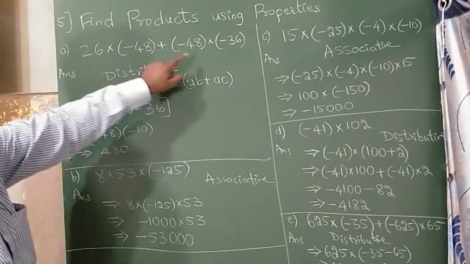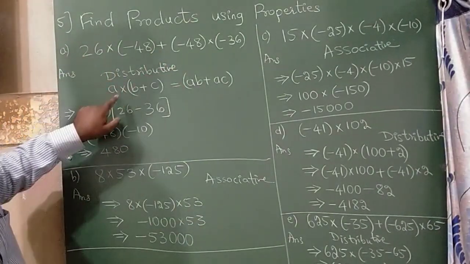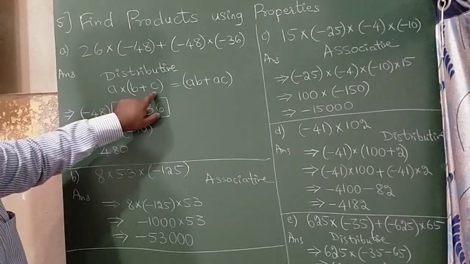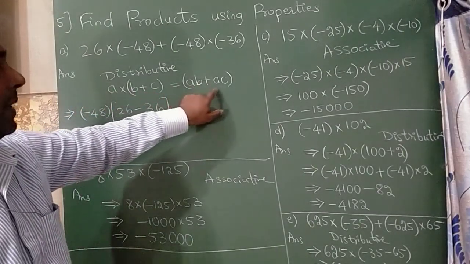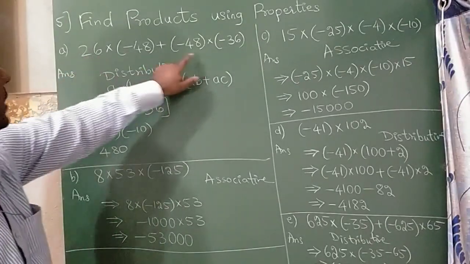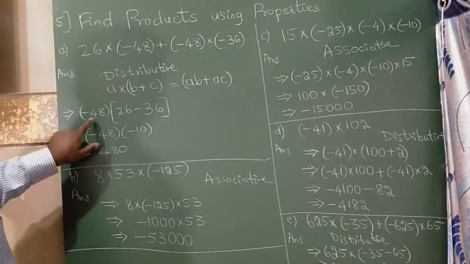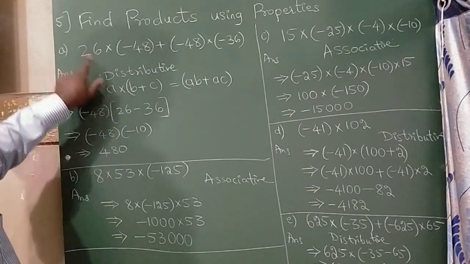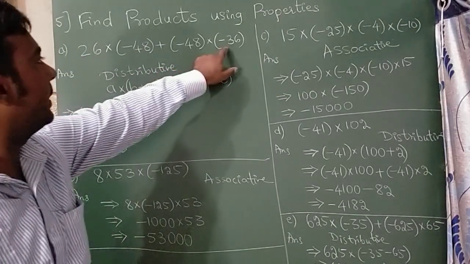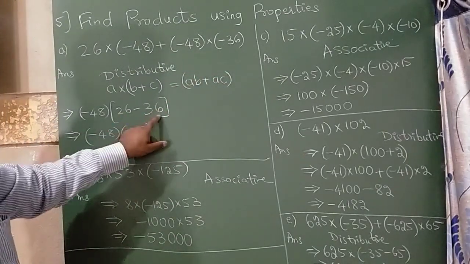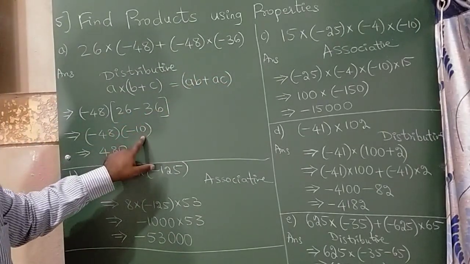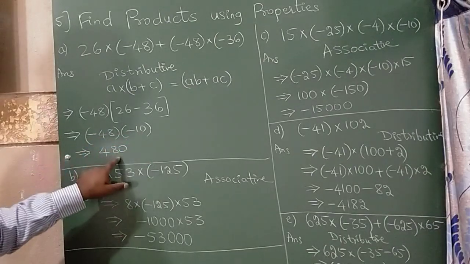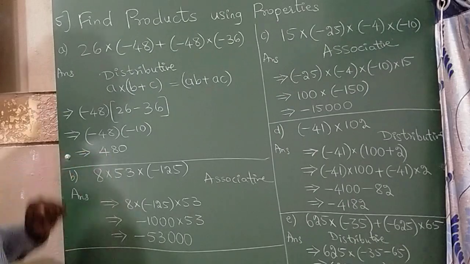Fine. Now this looks like a distributive property and the property I have written here, it is A into (B plus C) is equal to AB plus AC. Now in these two, what you can see, minus 48 is common, that acts as A. Now remaining is 26 here and here minus 36. So if you subtract these two, you will get minus 10. So minus into minus is plus, 48 into 10 is 480. I hope you understood this, right?